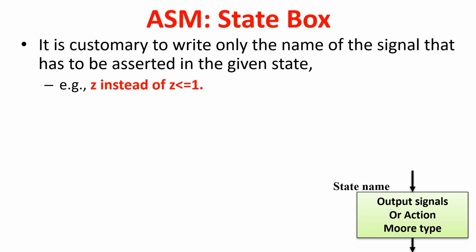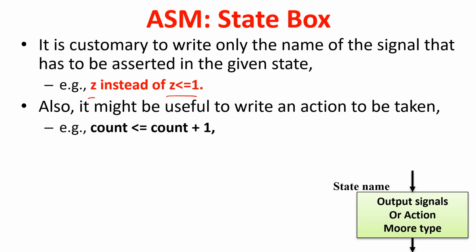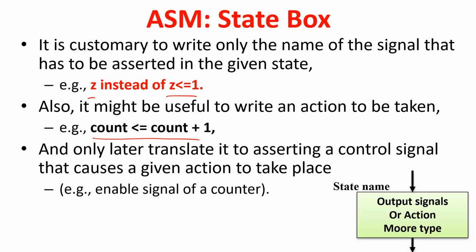It is customary to write only the name of the signals that have to be asserted in the given state. So write z instead of z is equal to 1, which means z is initialized to 1. The same as z is equal to 1. That gives a more compact form that is easy to visualize. It might be useful to write the actions to be taken, like count is equal to count plus 1, which increments the counter, or any RTL operations. So write the action to be taken and only later translate it to asserting control signals that cause the given action to take place.